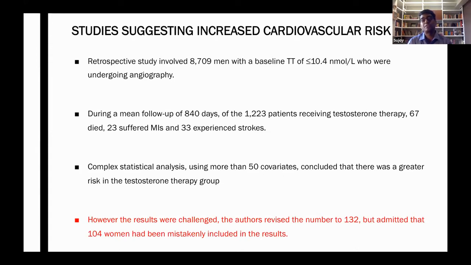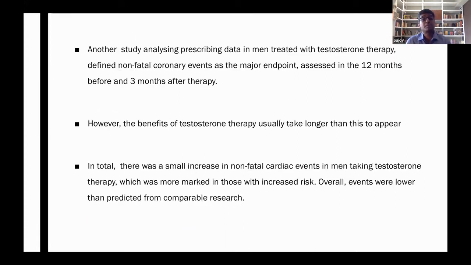However, we were listening to Dr. Pratik Chaudhary in the previous lecture. This paper got challenged, and the authors revised the numbers and admitted that there was a problem with the data. And in another study, analyzing prescribing data in men treated with testosterone, which looked at non-fatal coronary events as the major endpoint, and evaluated 12 months before and 3 months after therapy, there was no benefit. Now, if you're trying to look at benefits from testosterone therapy, we probably need a longer duration study to tell us whether there was anything happening in terms of positive outcomes.